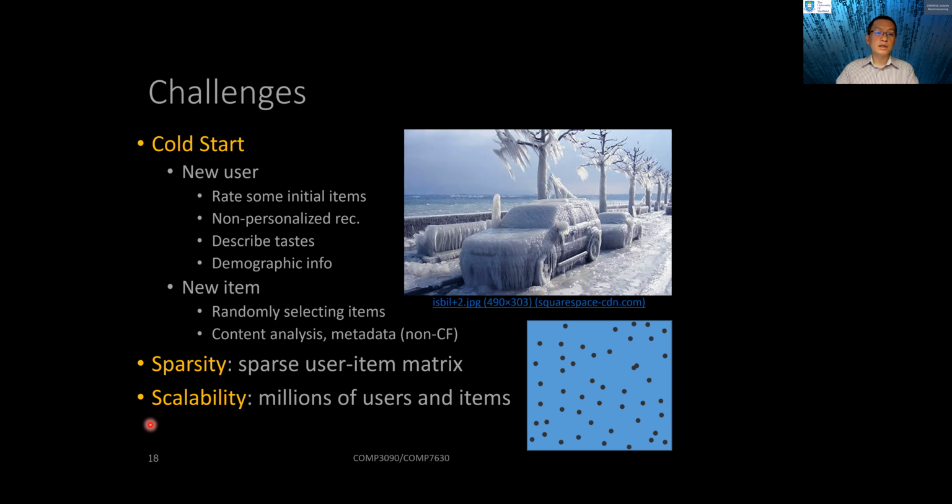Another problem is scalability. For e-commerce companies, there are millions of users and items. So how do we deal with this large number of users and items to make the system scalable? Also, you need to have real-time recommendation. It can't take you 1 hour to compute the recommended items. It should be very fast. Otherwise, the customers will just leave if you don't do it very fast in real time. Therefore, there's also a scalability challenge.